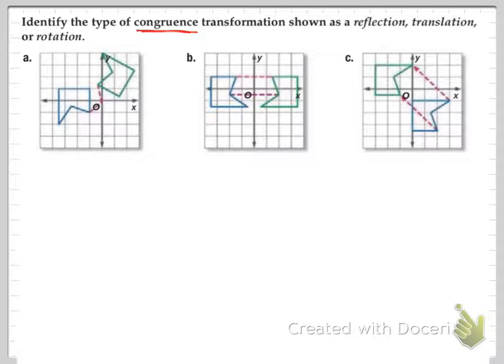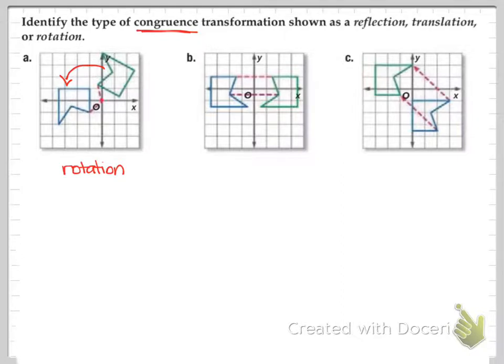So let's look at the first one. We have this green image that is being transformed to the blue one. So we want to know what kind of transformation that was. Was it a reflection, a translation, or a rotation? So did that figure flip, did it slide, or did it turn? If you look from the green to blue, that figure turned. So that is a rotation. That would be the type of congruence transformation in this one.